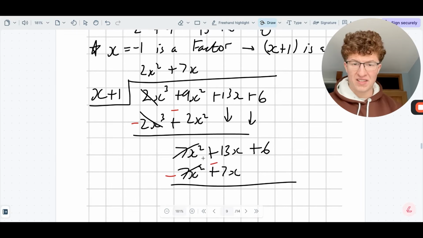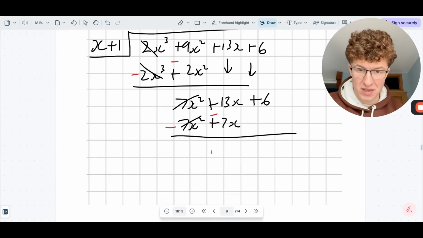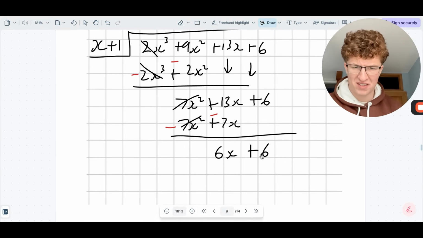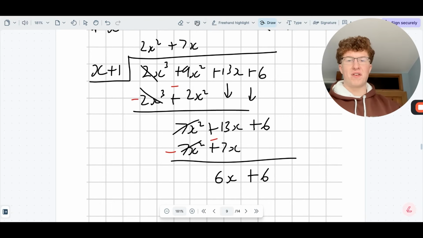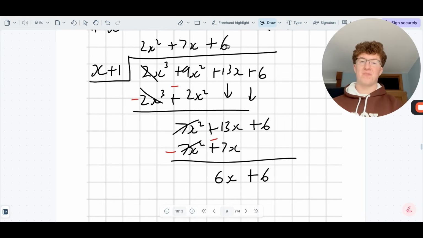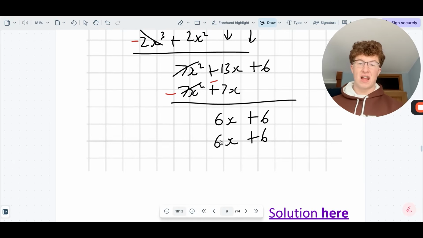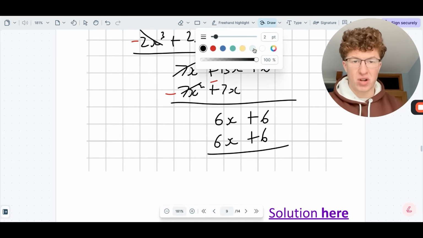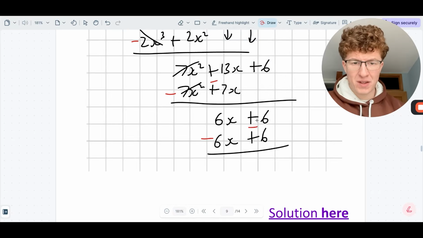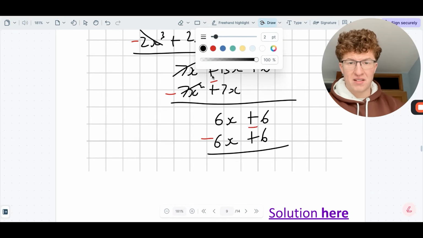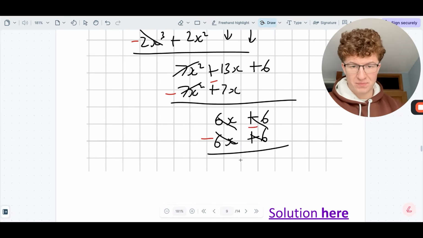Then these 7s are going to cancel. 13 minus 7 is going to be 6x plus 6. One more time, divide in, we're going to get plus 6 here, multiply across, we're going to have a 6x plus 6. And again, we know we're right now because when we draw the line and we flip the sign, all of these are going to cancel and we're going to be left with a 0 down here.